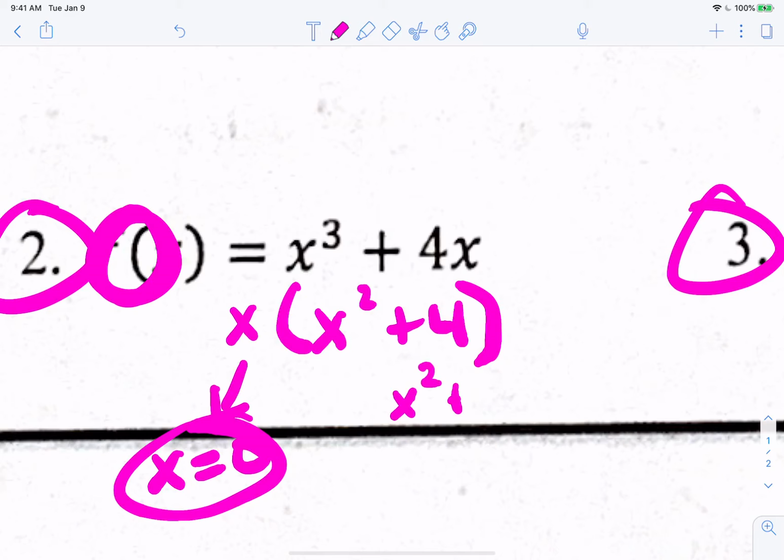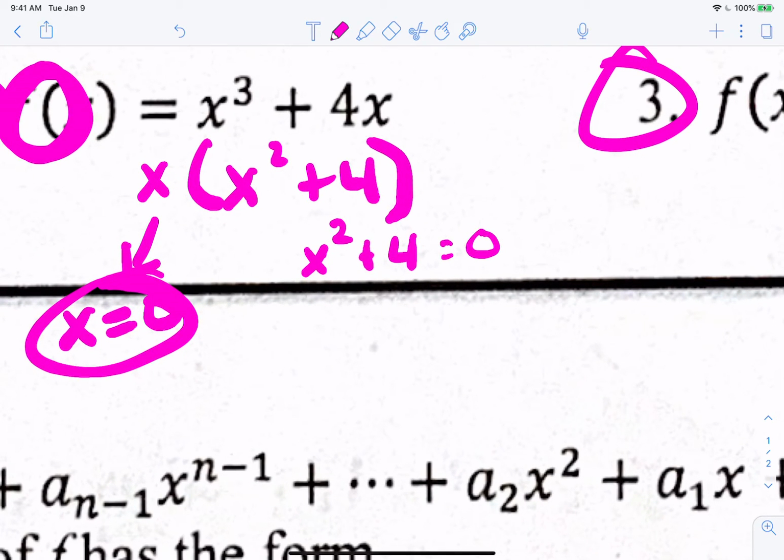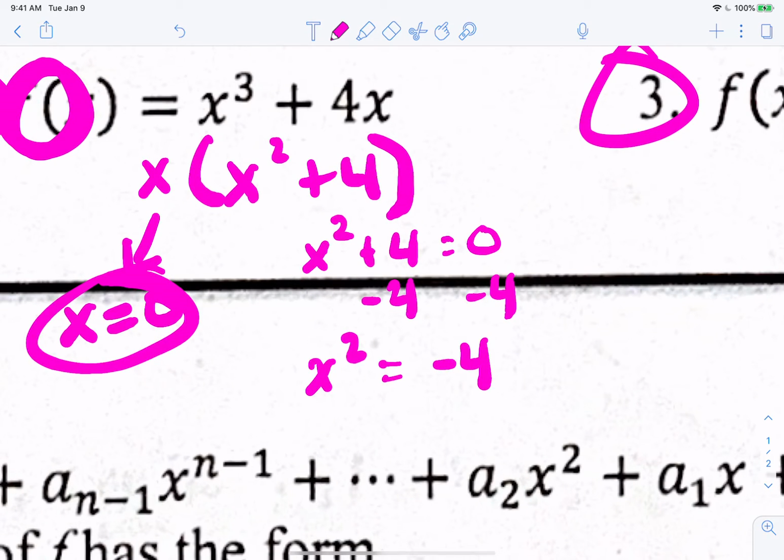Then I have x squared plus 4 equals 0, and I want to solve it. Are we doing okay so far? To solve this, let's subtract the 4. I have x squared equals negative 4. And I take the square root. What's the square root of negative 4?